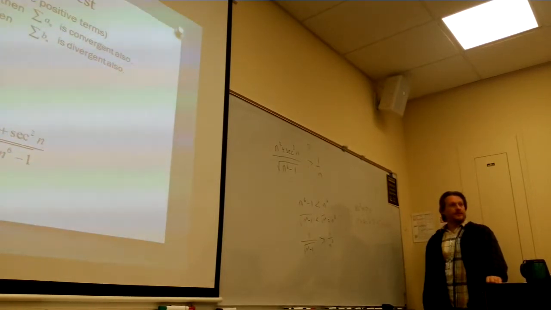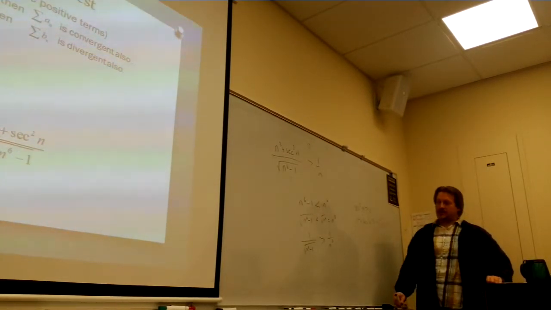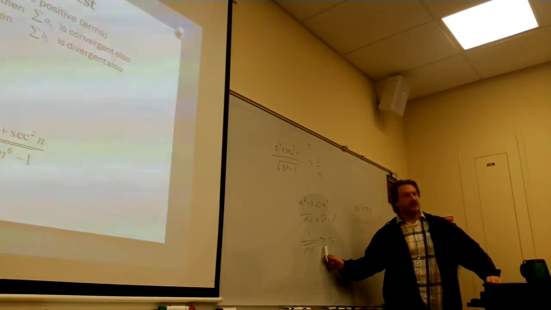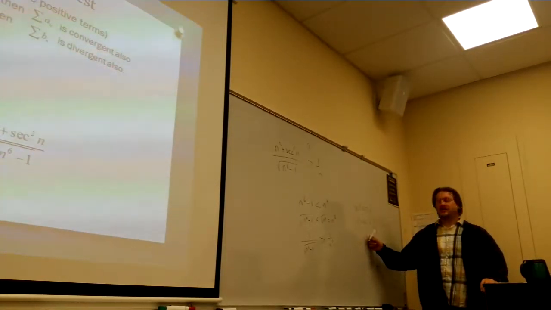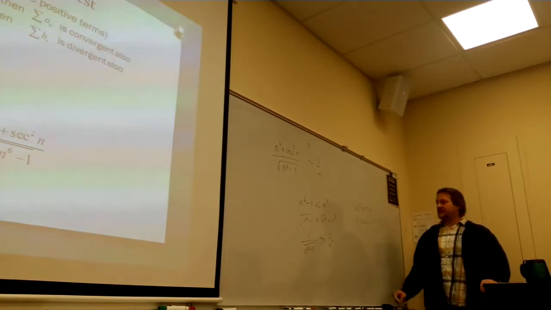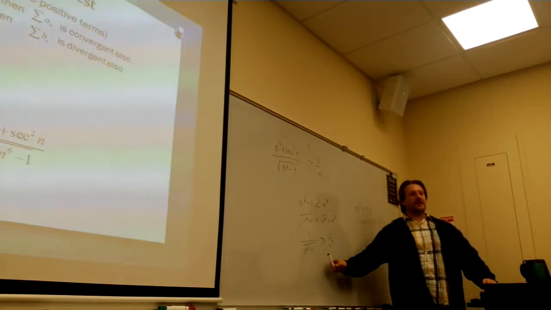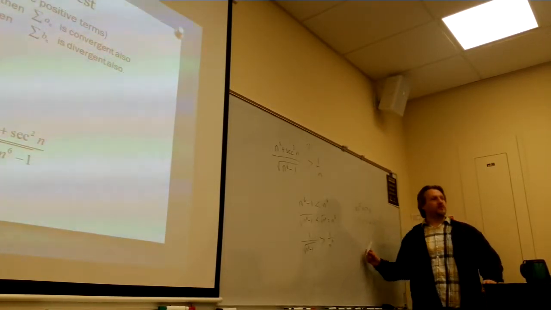Do you see it? I've just shown you that this fraction is greater than this one. And this numerator expression is greater than this one. So what happens if I take the big guy and multiply it by the big guy, and the small guy and multiply it by the small guy?